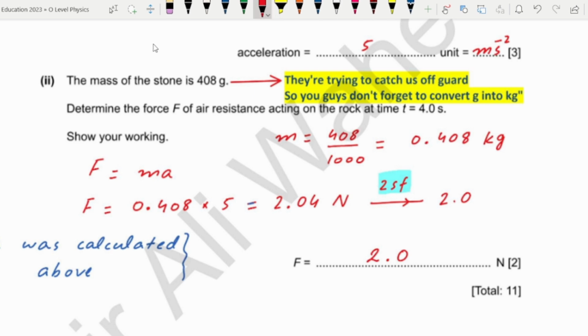And how do we do that? 408 divided by 1000, and you get 0.408 kilograms. You multiply it by whatever value of acceleration you had. Hit it on the calculator. You can write your answer to 2 significant figures if you want, or you can write it as it is and you get 2 marks for it. Once again, the unit is already there, so no need to write newton once again.